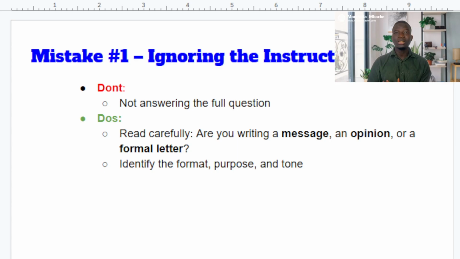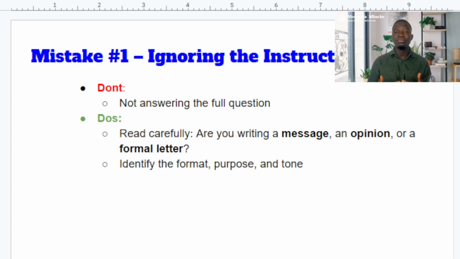For example, they tell you to write an email to your friend, ask them how they are, tell them what you're going to do, and tell them goodbye. For example, you send a message, you didn't send an email, right? It's not an email format, or you didn't greet them, or you didn't tell them what you were up to. So it's very important to spend some time reading the instruction. Read carefully. Are you writing a message? Are you writing an opinion or a formal letter?